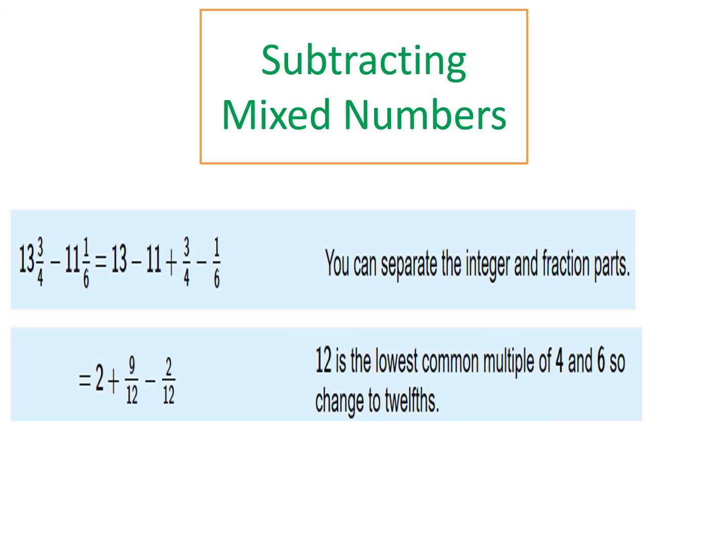So what we got is this one. And then we subtract normally, 9 minus 2 over 12, because they have the same denominator. So the answer will be 2 and 7 over 12.